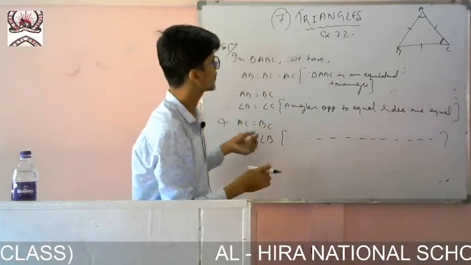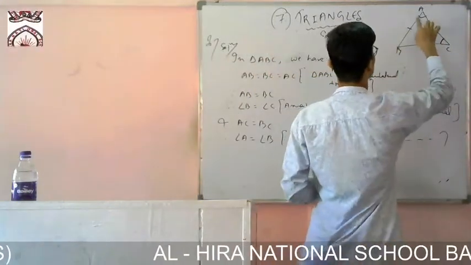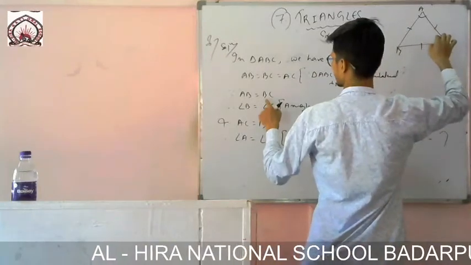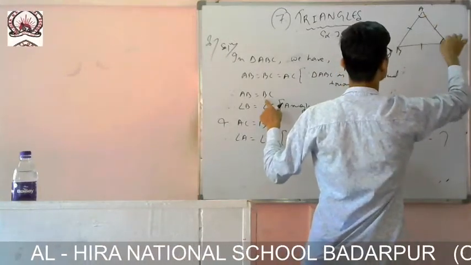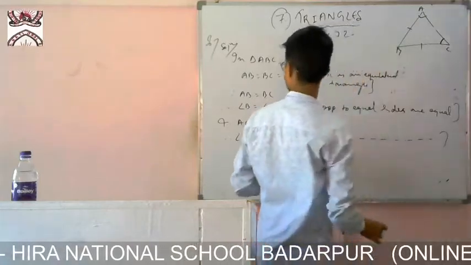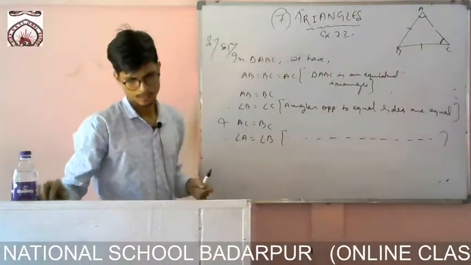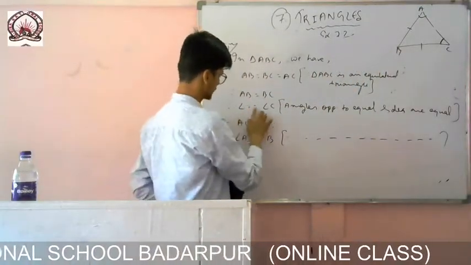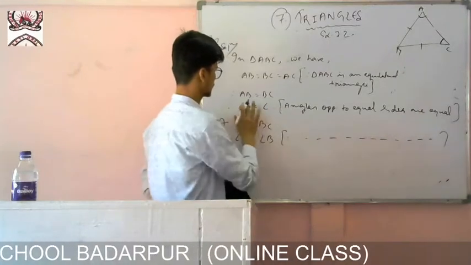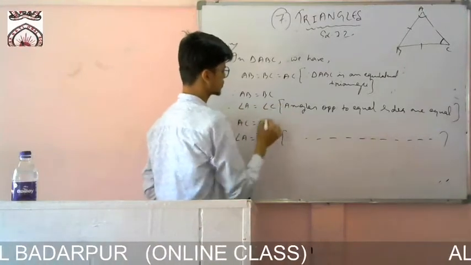AB equals to BC. So that means angle A is equals to angle C. So you make it correct. Angle A is equals to angle C.